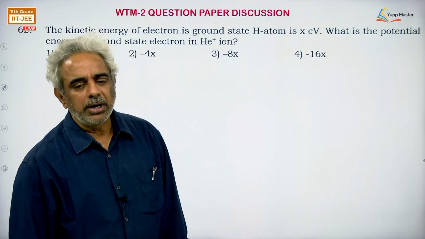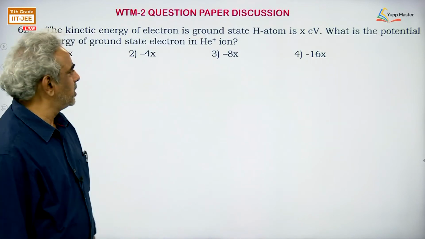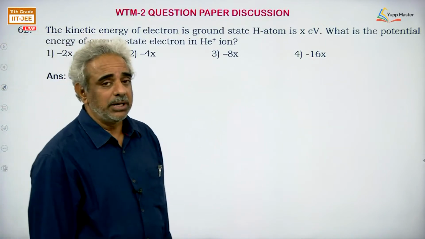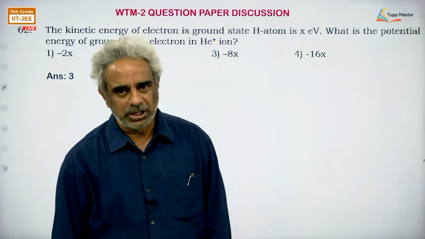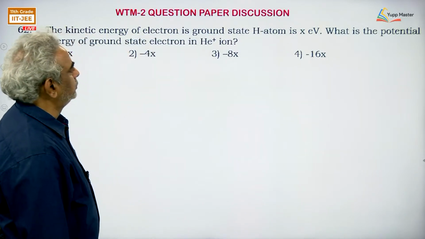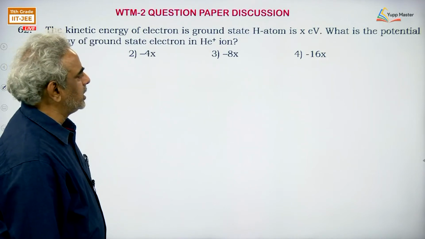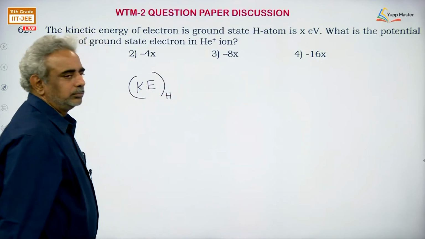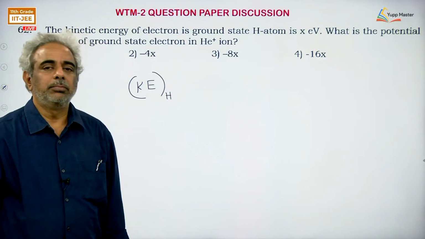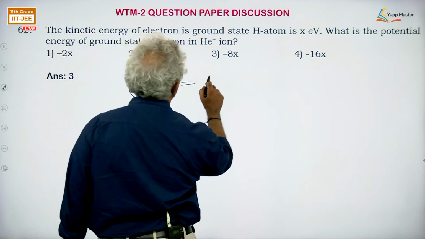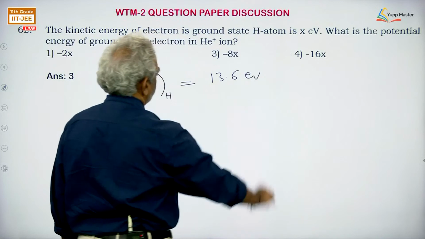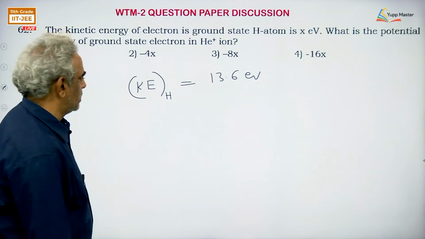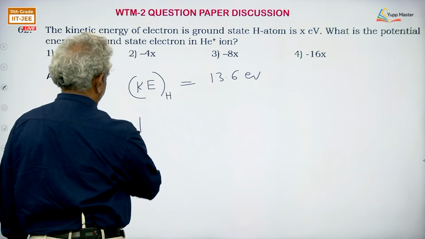The kinetic energy of electron in ground state is X. What is the potential energy of ground state electron in helium plus? Now he changed species and he changed the type of energies also. So the kinetic energy of electron in ground state H atom, in H atom, what is kinetic energy? Minus of total energy, so 13.6. In hydrogen atom, he is asking potential energy of ground state in lithium plus.